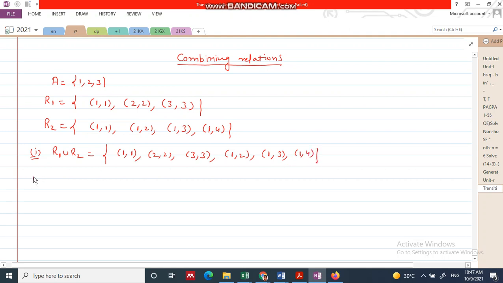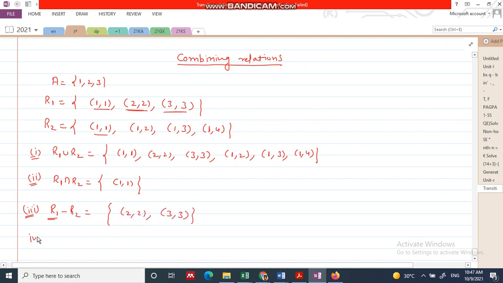Okay, then second one is R1 intersection R2. In intersection you just write the common element. It is just (1,1). In R1 minus R2 we just write the elements of R1 only, but we leave the common element of R1 and R2. So what are the elements of R1 only? Leaving the common element, only this element and this element, so (2,2) and (3,3).